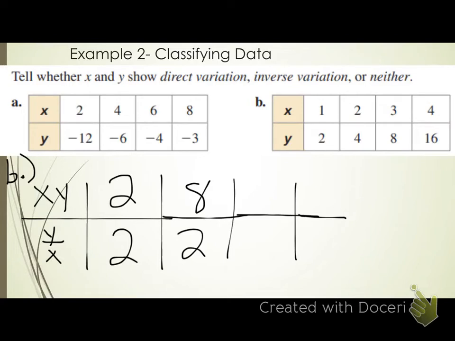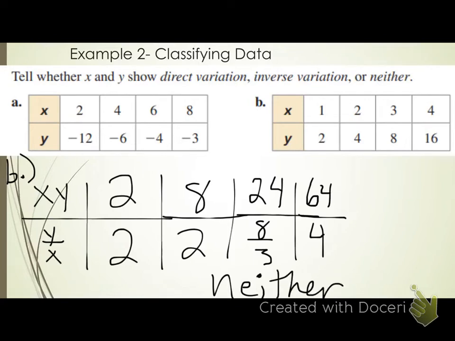3 times 8, 24. 8 divided by 3, 8 over 3. And then 4 times 16, 64. 16 divided by 4, 4. So is either the product or the quotient constant? No, they're both changing. So what would I put? What kind of variation? Neither.